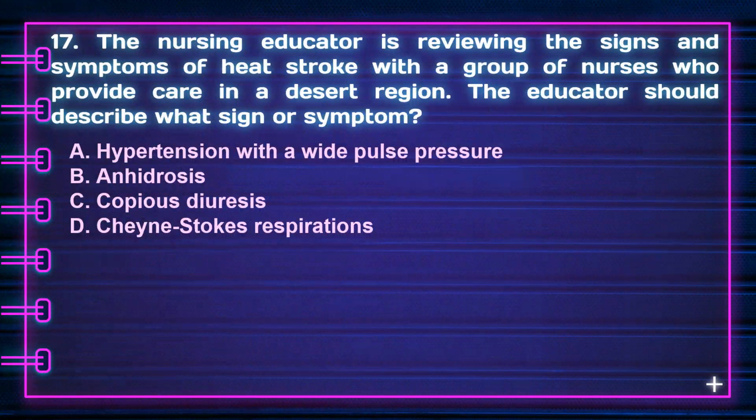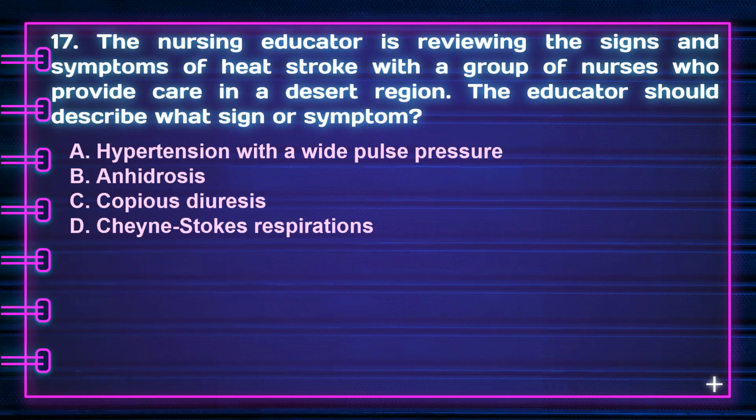17. The nursing educator is reviewing the signs and symptoms of heat stroke with a group of nurses who provide care in a desert region. The educator should describe what sign or symptom? A. Hypertension with a wide pulse pressure. B. Anhydrosis. C. Copious diuresis. Or D. Kussmaul respiration.